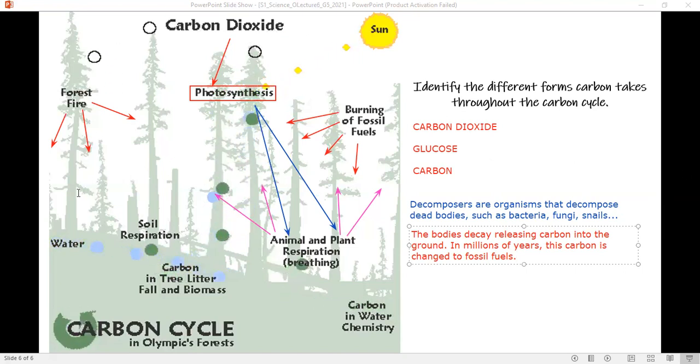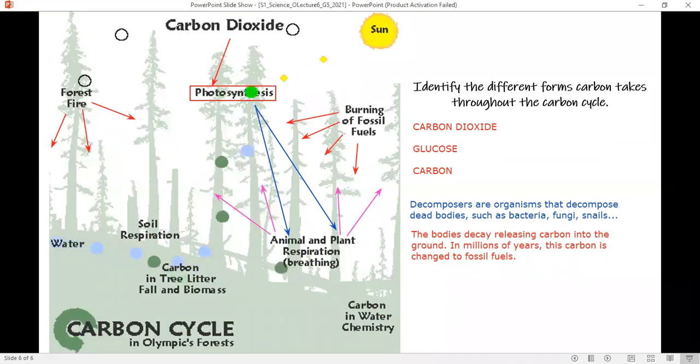And that's it for today. The carbon cycle. What are the different forms that carbon takes in nature? Which organisms use carbon dioxide and which organisms release carbon dioxide? What's the job of decomposers in the carbon cycle?